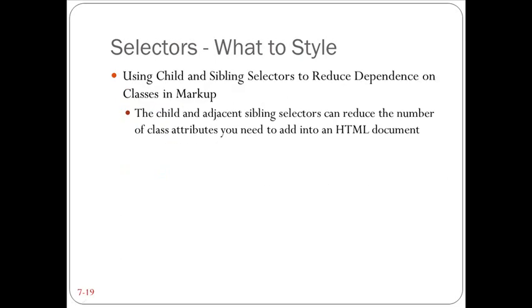You can use the child and sibling selectors to reduce dependency on classes in your markup. A child and adjacent sibling selector can reduce the number of class attributes you need to add into an HTML document. So there's lots of different theories here. A lot of people might go out and add a class if they wanted to style a specific paragraph, when you could actually indeed get by using a child or a sibling selector. You might say, well, what's the big difference? Well, it's a little bit more code. You have to go in and actually add that class into the HTML. You have to create a different selector just for that class, just for that element with that class, whatever it happens to be, and you can get by without that in some cases.